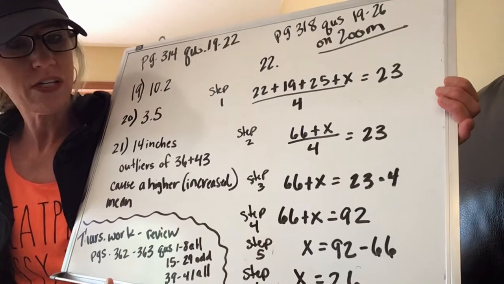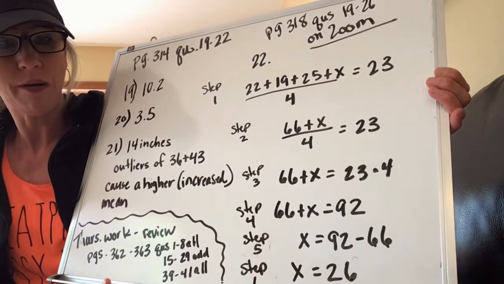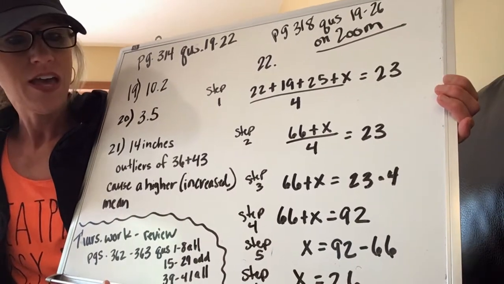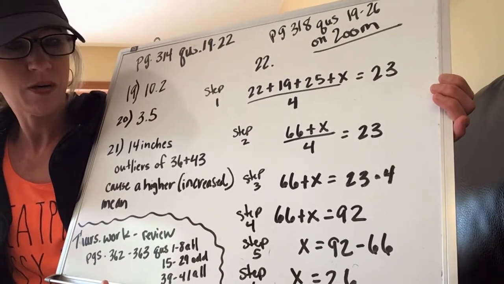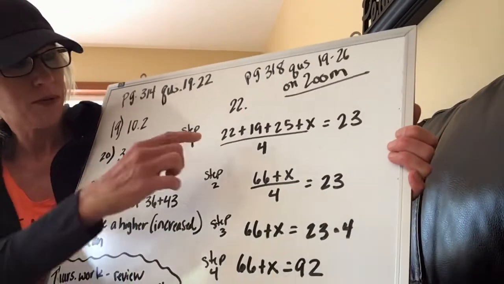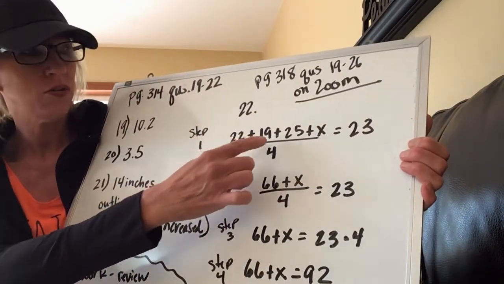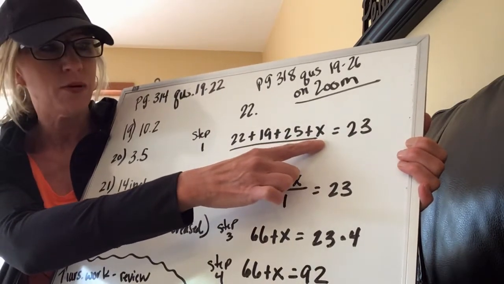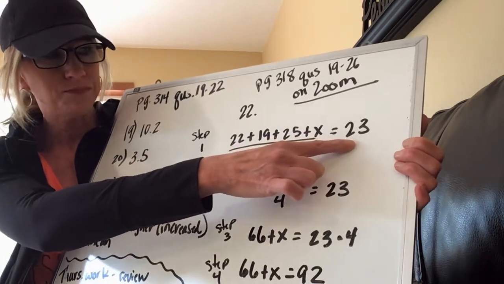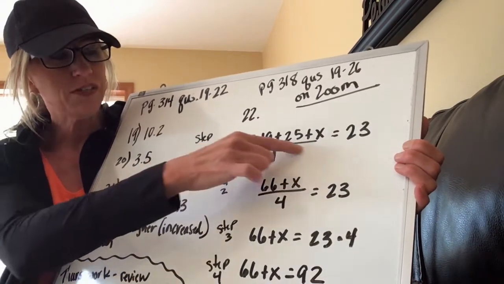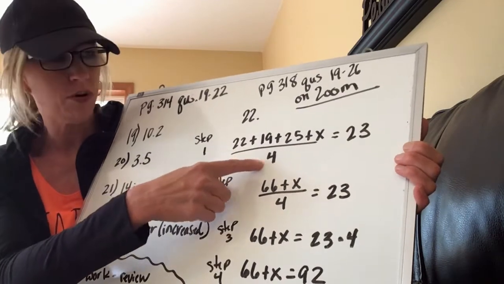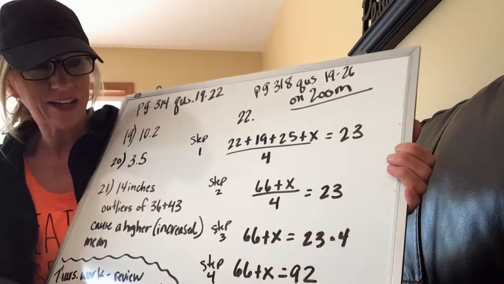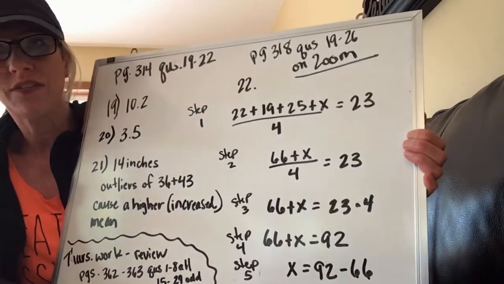Okay, so on 22, it's an algebra problem, and it says the mean of 22, 19, 25, and x is 23. So I set up the problem. Here are the ones we know, the 22, the 19, and the 25, plus one that we don't know, there's our x, our variable, equals 23, the mean. Now, we know that all these numbers added up have to be divided by 4 because there's 1, 2, 3, 4 numbers. So this is the problem, but we just don't know that x. So that would be step 1, setting it up.